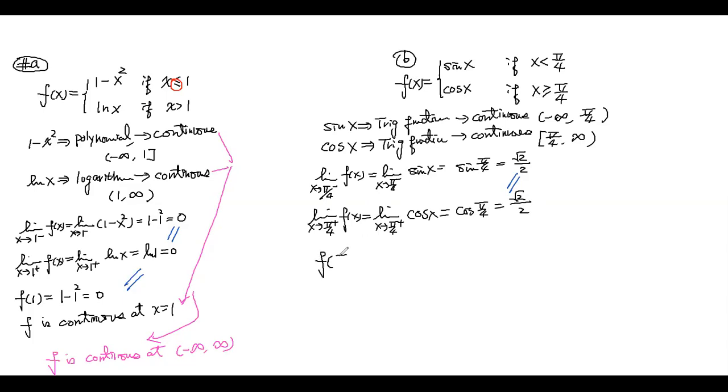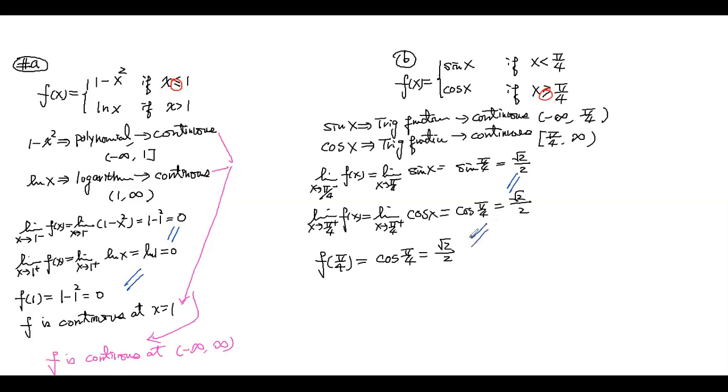That means I need to check f of pi over 4. So at pi over 4, where is the equal sign? The equal sign is here, right? So that's why it will become cosine of pi over 4. So it's the square root of what? 2 over 2. Wow, that's good.